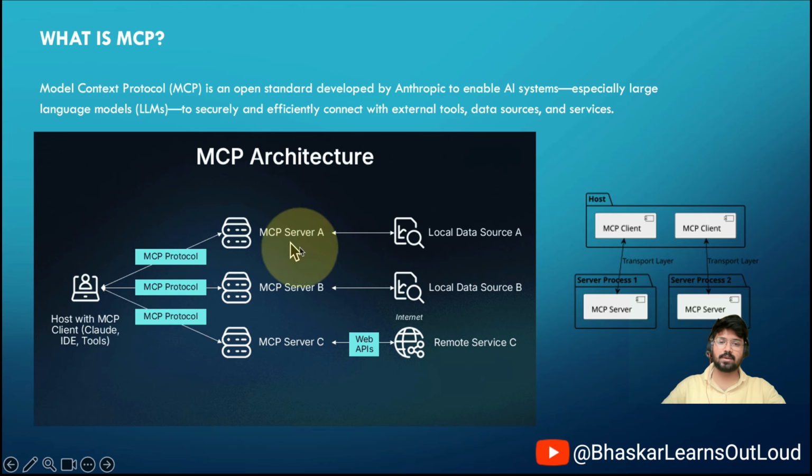So here you can see MCP server A is connecting to local data source A, MCP server B is connecting to local data source B, MCP server C is connecting to web APIs and available in remote services C. Now, if I talk about behind the servers, there are lots of capabilities available which we refer to as tools. So we are going to talk about that as well in detail.